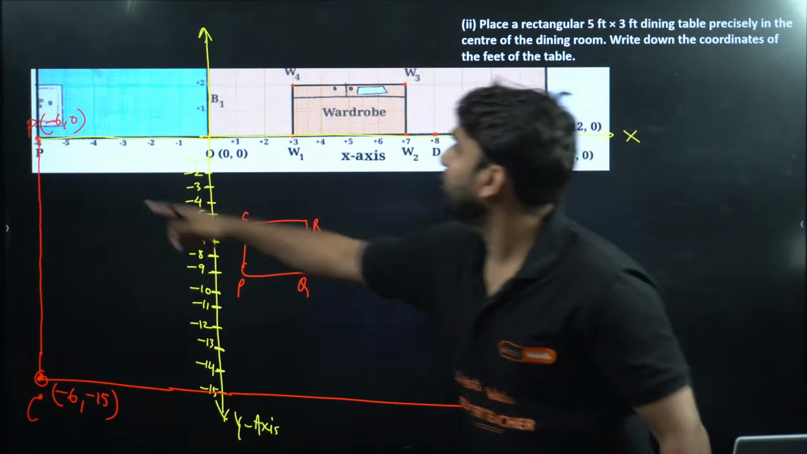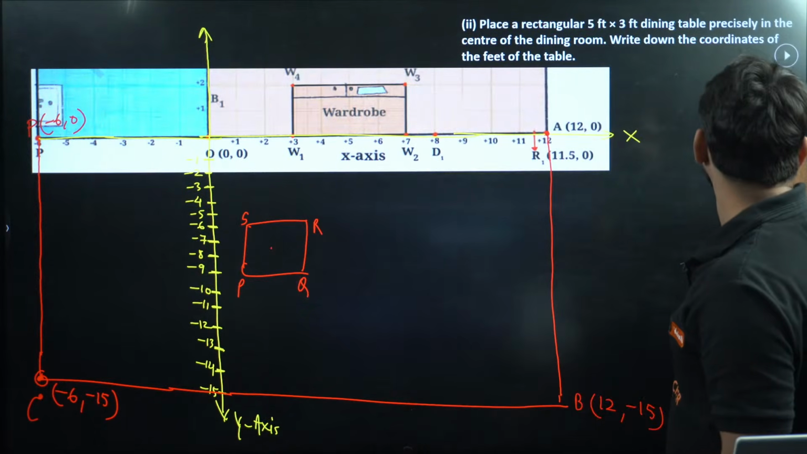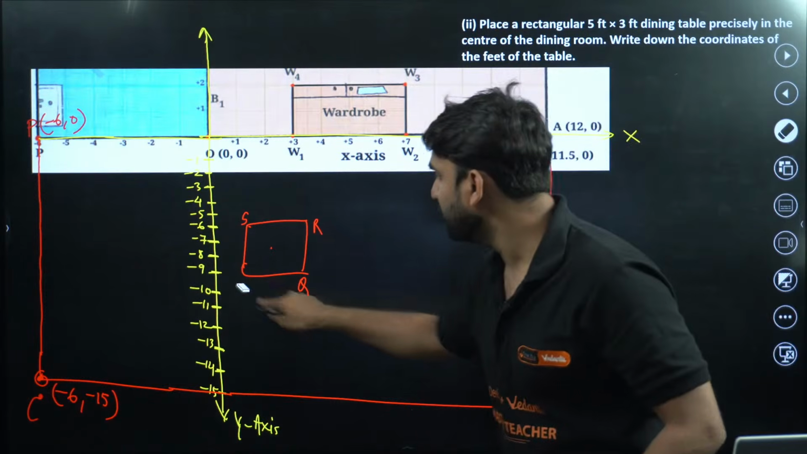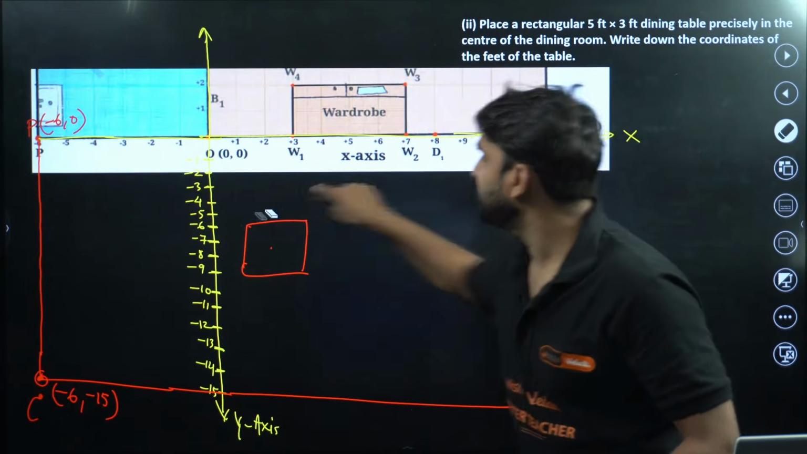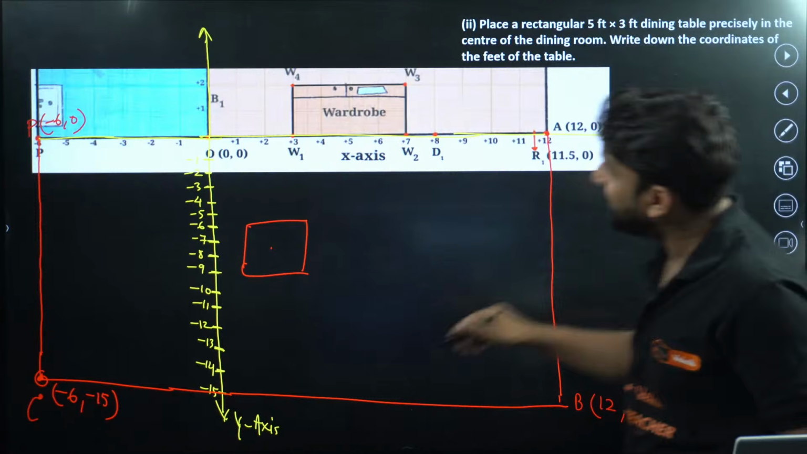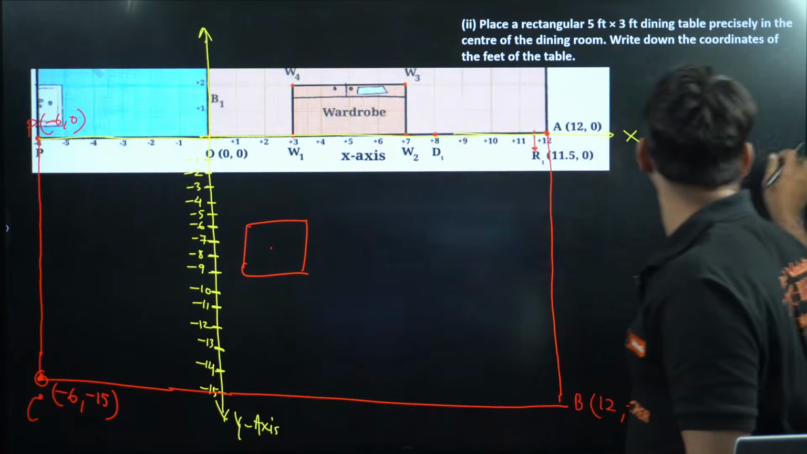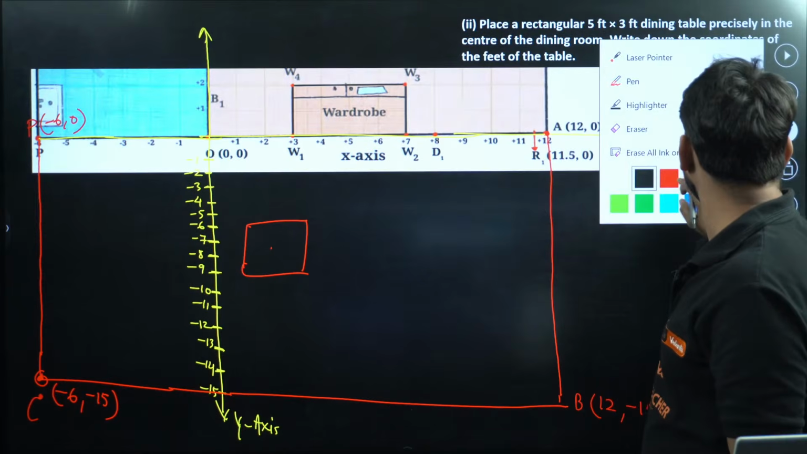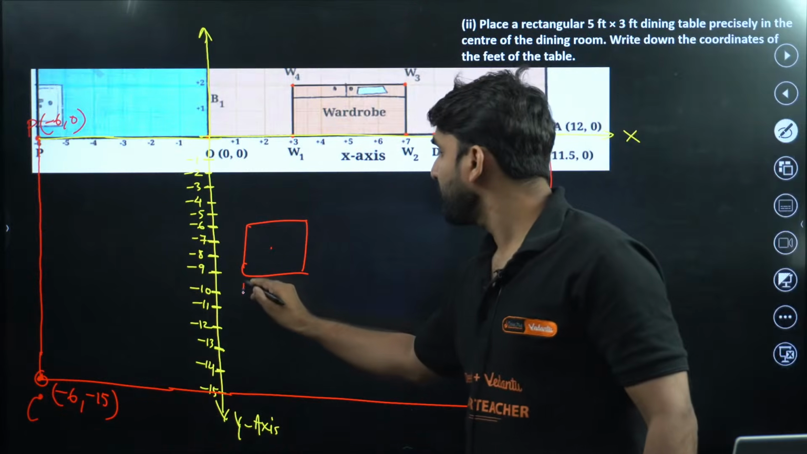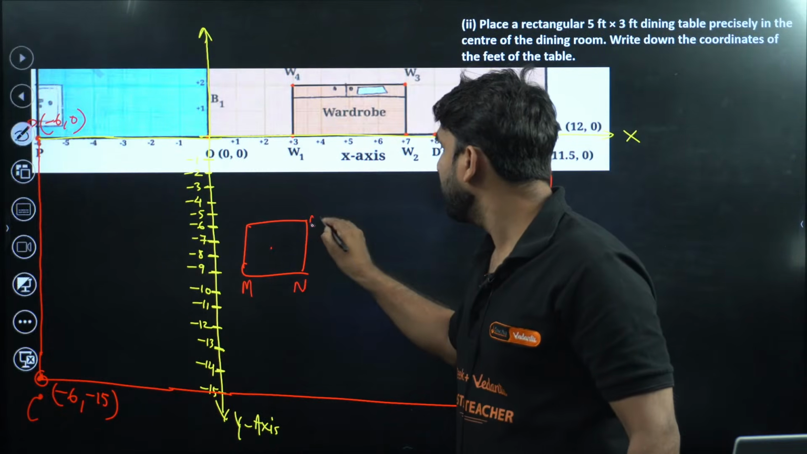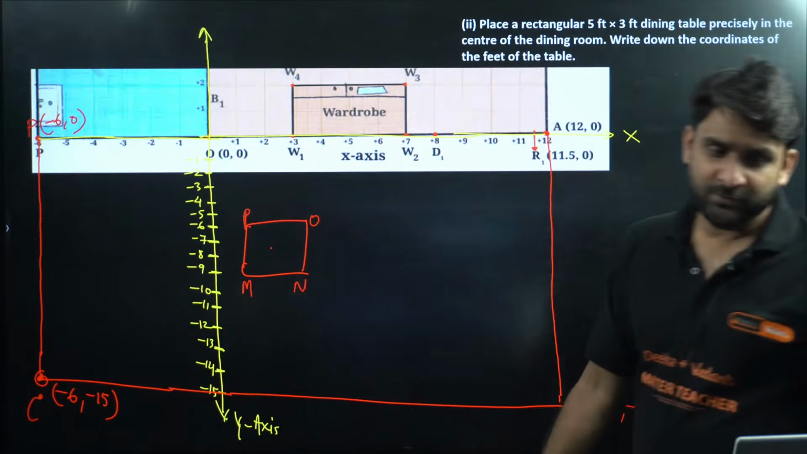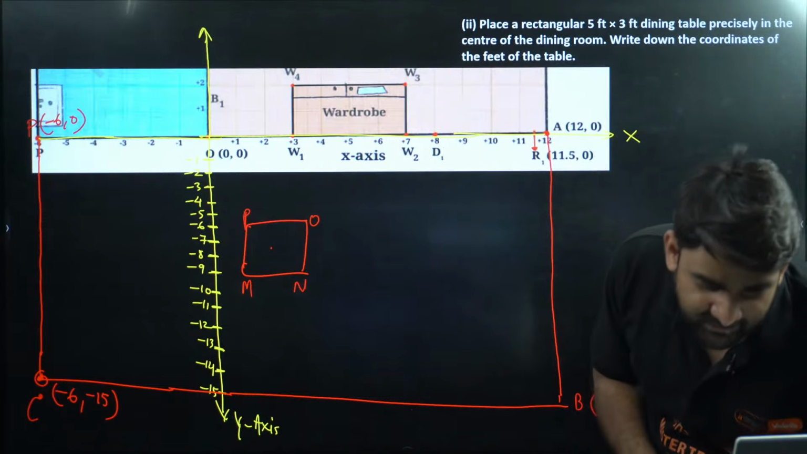PQRS. P is already taken there, so don't confuse. Let's change these values. So let's call this MNOP. Okay. So where is the doubt?